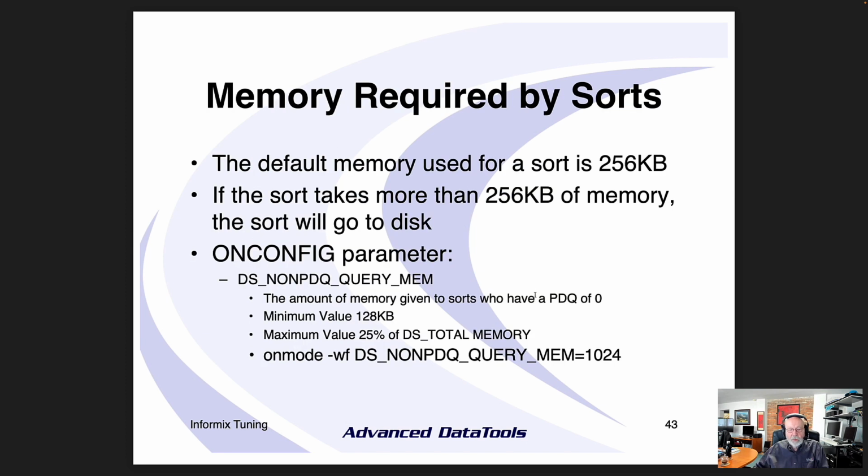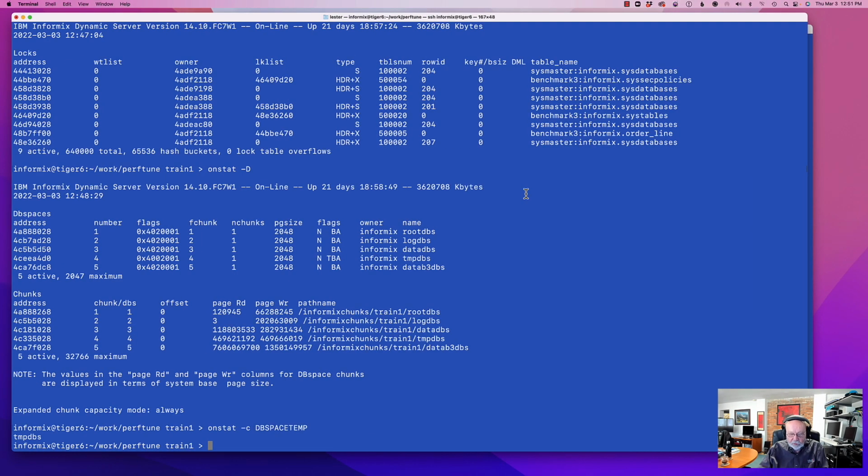There's also a parameter that I think is very powerful called DS_NONPDQ_QUERY_MEM. This is how much memory to reserve for sorts. And the default in version 14 is 256. In older versions it was even smaller than that. Look at how much sort space is being used.